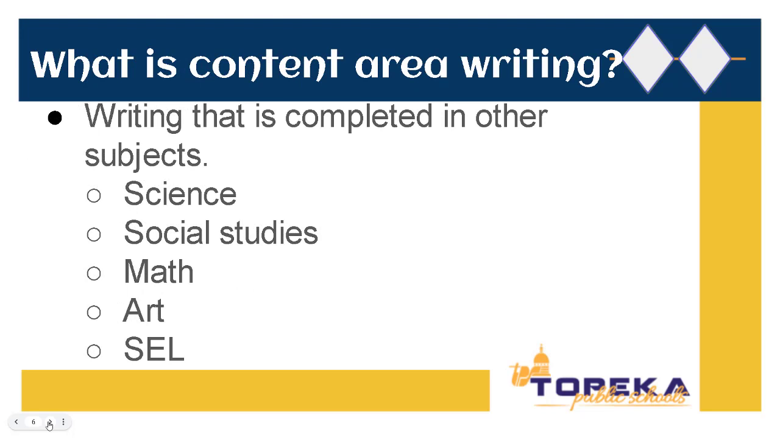Let's begin by looking at what is content area writing. So content area writing is simply writing that is completed in other subjects. This could be science, social studies, math, art, music. It could be social emotional learning. It could be lots of different content areas where you are combining writing with what students are learning in those content areas.